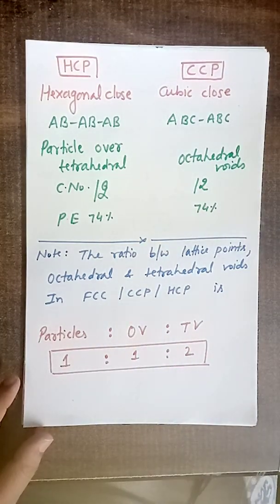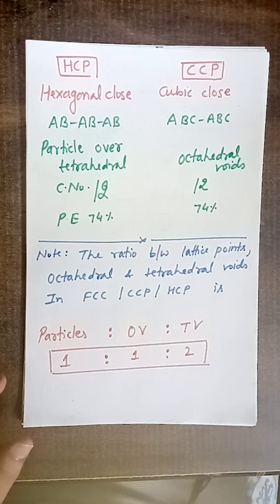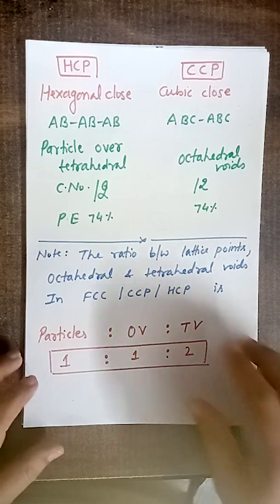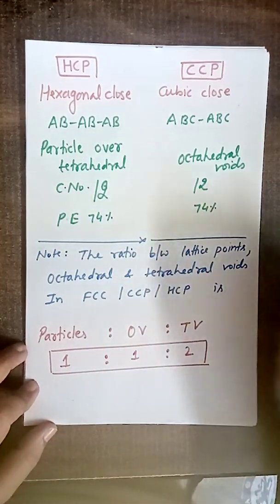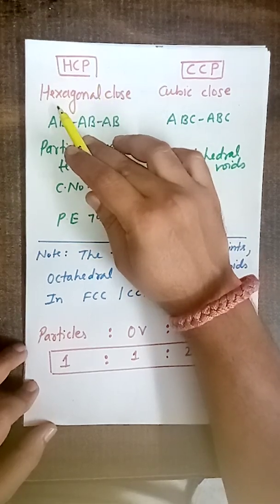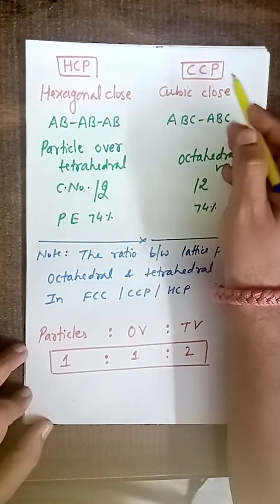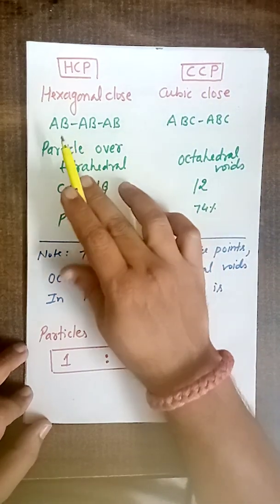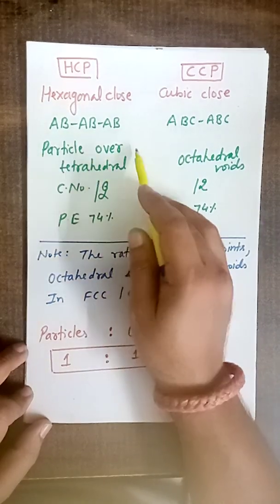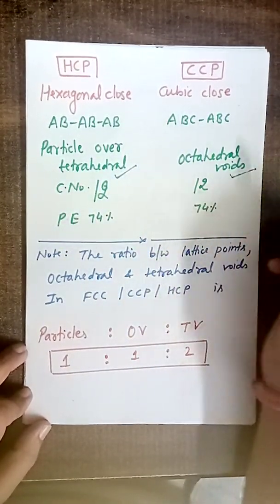So no need to remember this diagram for the exam. You have to remember only the outcome, because you cannot draw such a diagram in the exam. So this is not from the examination point of view. You just need to remember this outcome. Two types of packing in 3D structure: hexagonal close packing, known as HCP, and cubic close packing, known as CCP. This has two types of layer, AB pattern, and this is ABC pattern. Here particles occupy tetrahedral voids, here particles occupy octahedral voids.